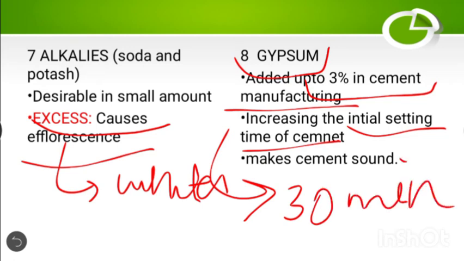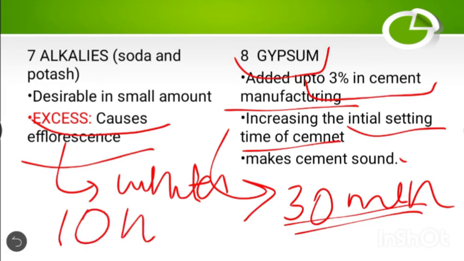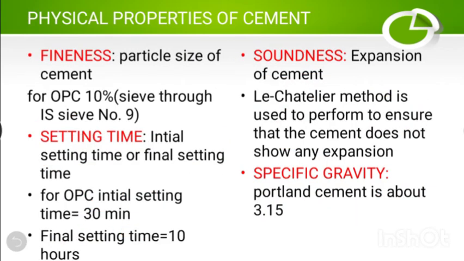Initial setting time basically is when the cement starts to set, when the cement loses its plasticity. It is 30 minutes, and there is also another setting time, that is final setting time, which for OPC is 10 hours. Final setting time is 10 hours, and the initial setting time is 30 minutes. Moving further, it makes the cement sound.